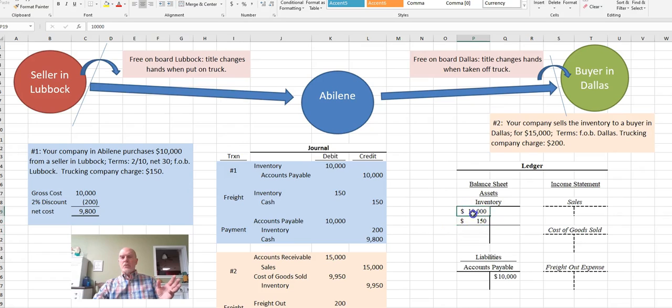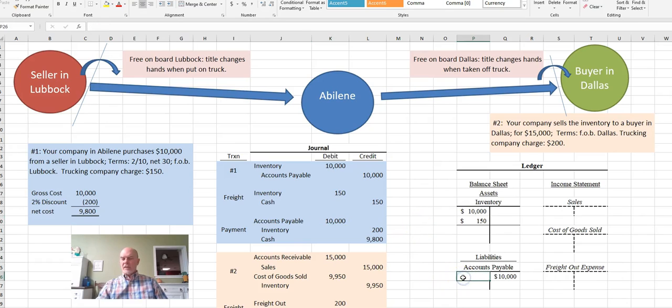So now the total cost, well, let's take care of the discount too. We're given terms of 2/10 net 30. If we pay within 10 days, we get to knock 2% off. 2% is $200. So we're going to pay $9,800. So here we are making the payment. Credit cash, $9,800. That would go to the cash account. Debit the accounts payable for $10,000.